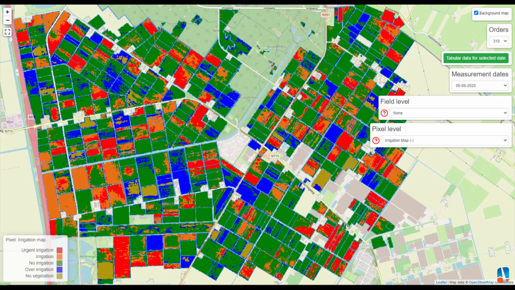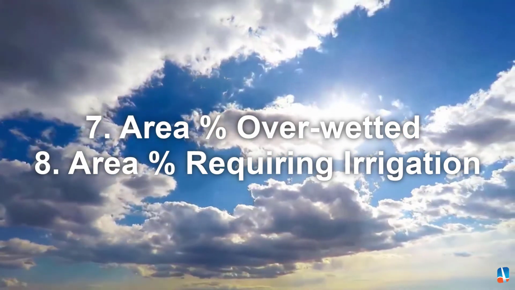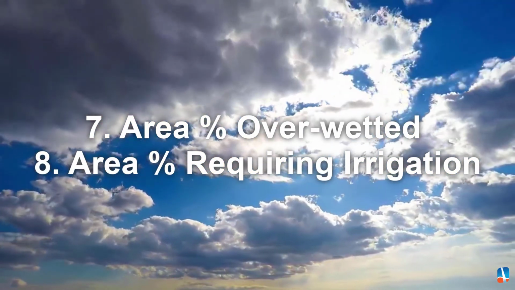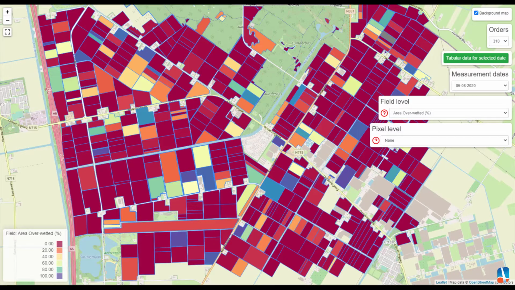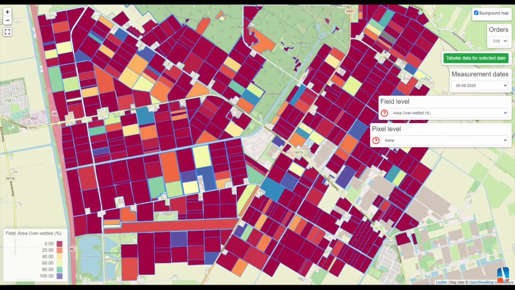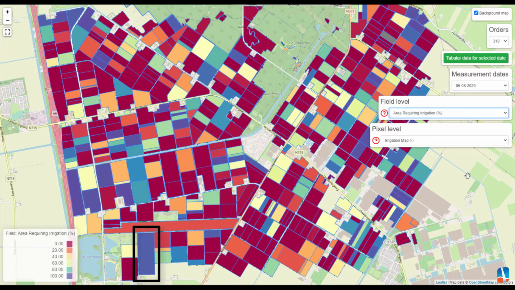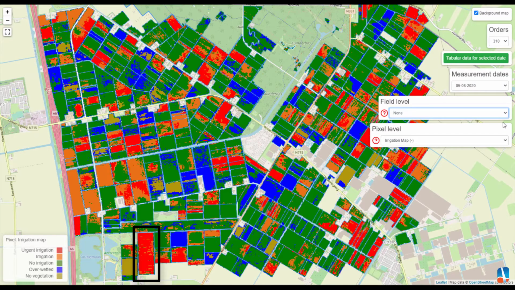If you want to know what percentage of your field is too dry or too wet, you can go to number 7 and number 8. Area percentage over wetted and area percentage requiring irrigation. This shows per field which percentage is overwetted or which percentage requires irrigation because it is too dry already. A high percentage of area overwetted means the soil moisture is above field capacity, and a high percentage of area requiring irrigation means the soil moisture is lower than the critical soil moisture.